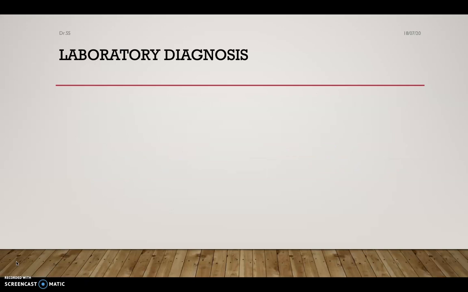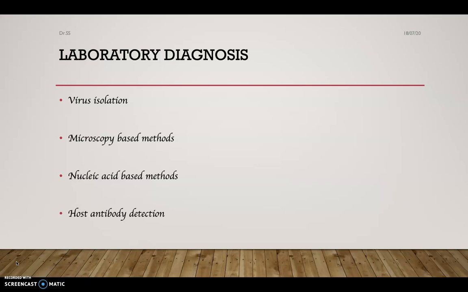Next one, laboratory diagnosis. In viral laboratory diagnosis, there are lots of methods. First one, virus isolation, which is done by means of cell culture. Another one, microscopy based methods, or else immunofluorescence microscopy techniques. Then nucleic acid based methods, which are commonly used. Nucleic acid based methods means PCR or sequencing methods. And then host antibody detection.